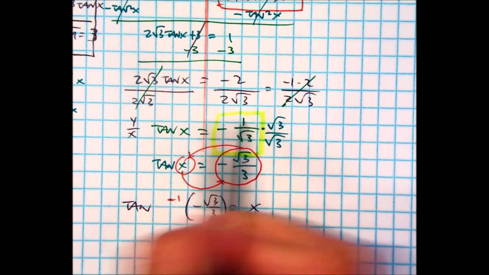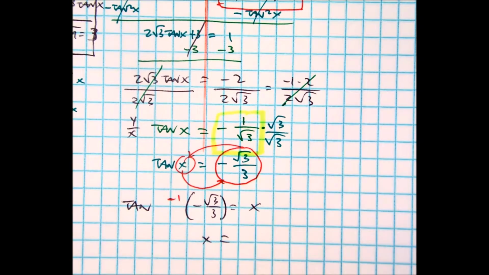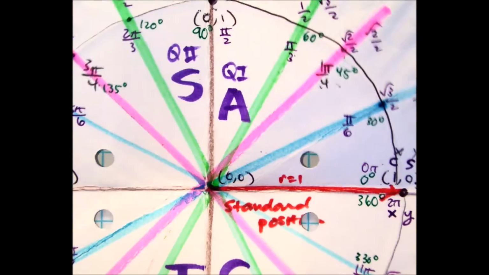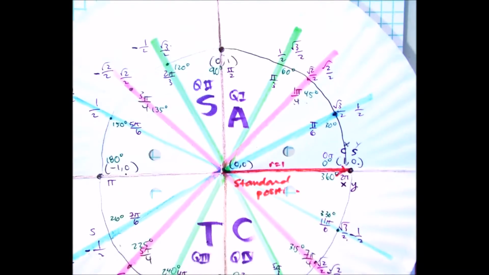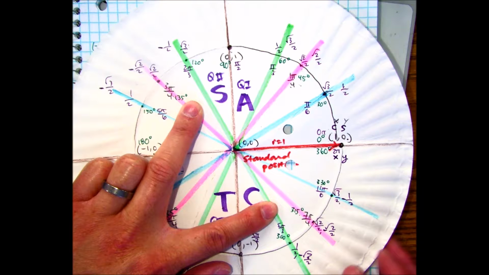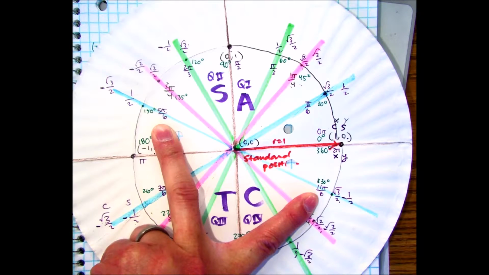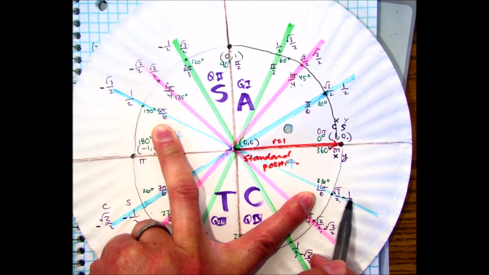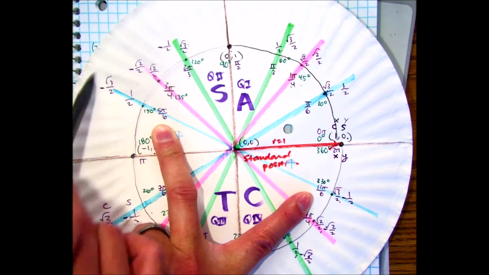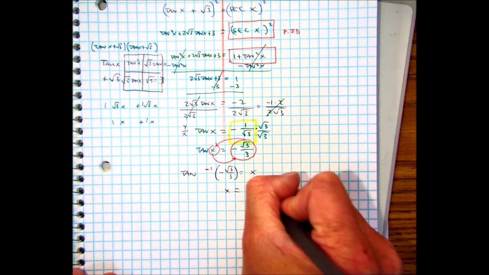Y over x. So I'm going to look for y values that are 1 and x values that are radical 3. So I need where tangent is negative. Put your 2 fingers on there. Which 2 quadrants, class? 2 and 4. Now I'm looking for a y value that's 1 and an x value that's radical 3. 5 pi over 6 and 11 pi over 6. Right? 1 over radical 3 becomes negative. So 5 pi over 6 and 11 pi over 6.